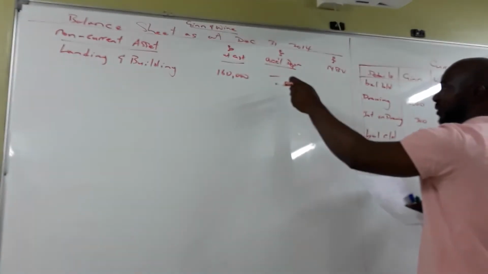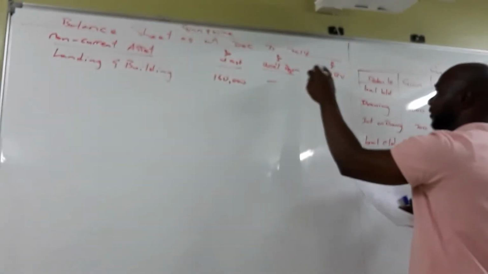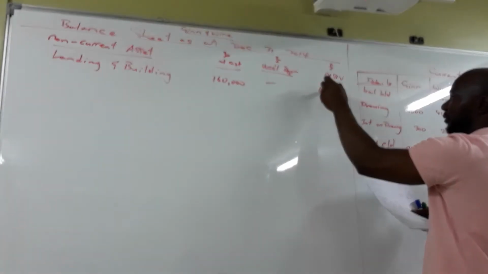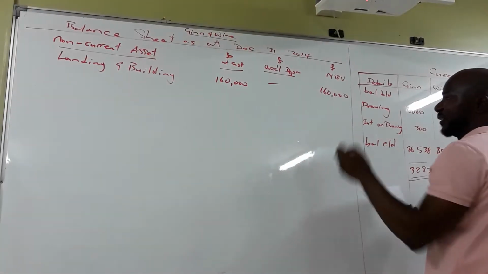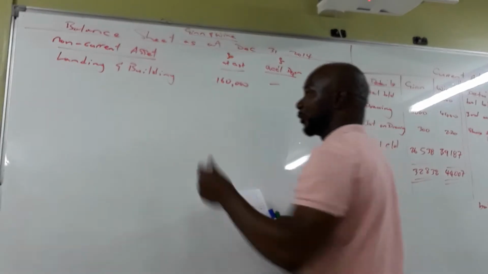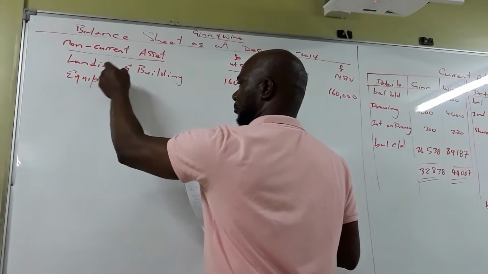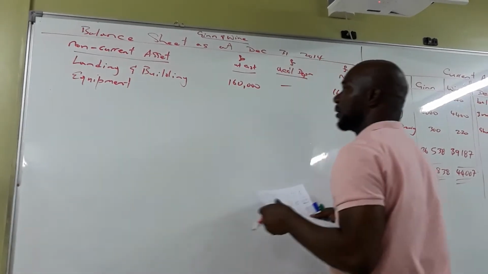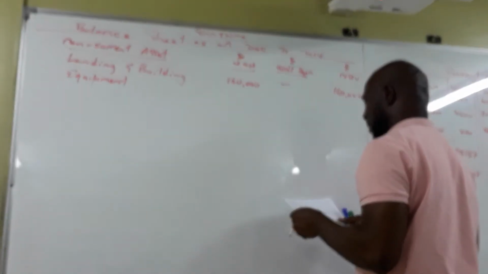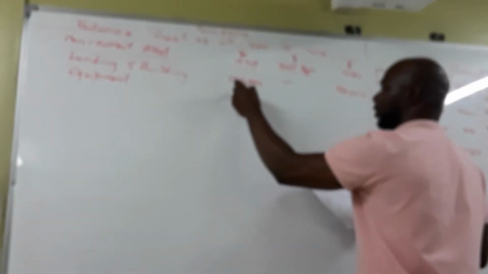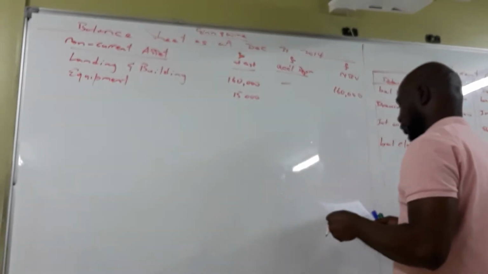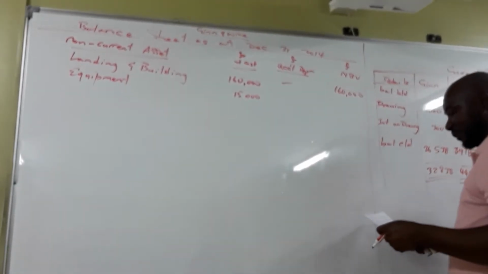No. So there were no accumulated depreciation. Alright? So this would be nil. So therefore again your net book value would equal what? 160. Next of which we had what? Equipment. Next of which we had equipment. Alright? Now equipment at cost was what? 15,000. Equipment at cost was 15,000.